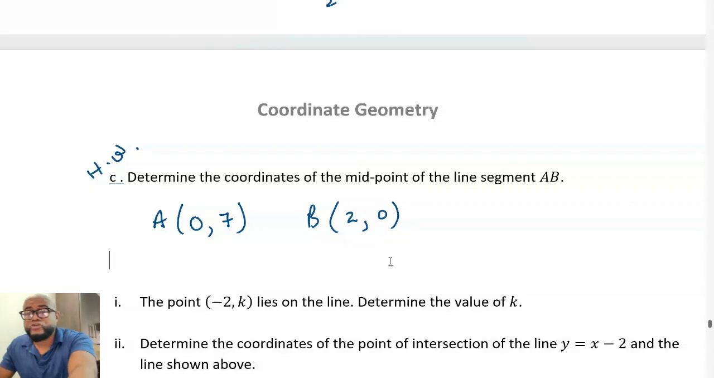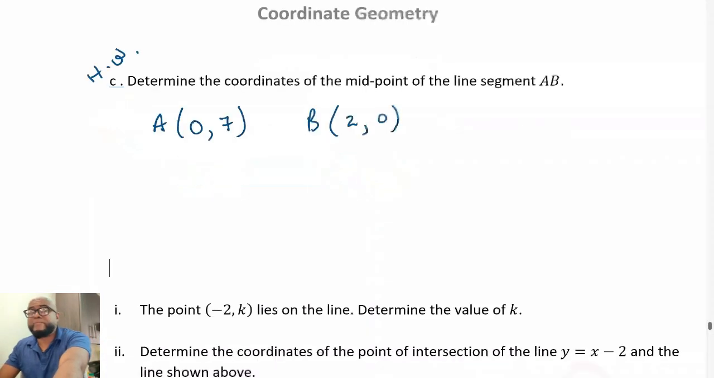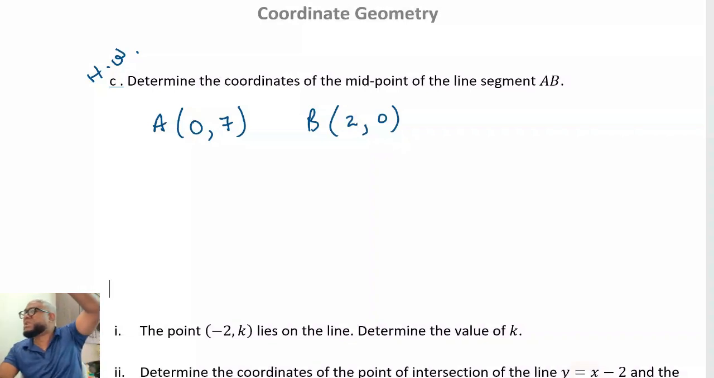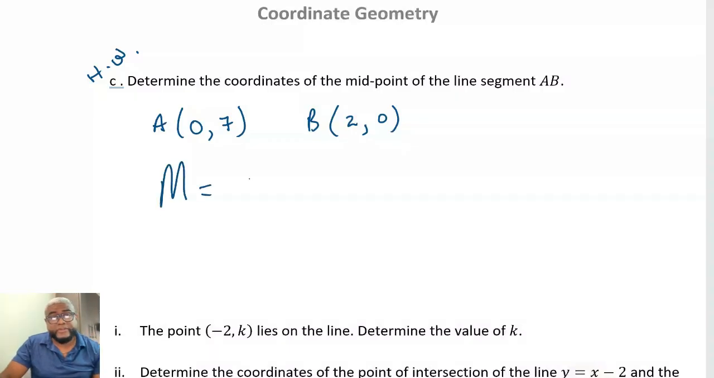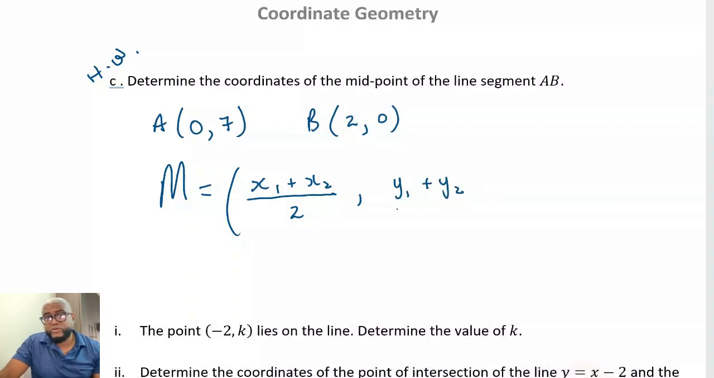Keegan? Yes, sir. Right, so belt out my formula for the midpoint of a line. Midpoint is in the middle of the 2 points, right? The line segment AB, the middle point would be, what's the formula? Hitman. Nice. x1 plus x2 over 2, comma, y1 plus y2 over 2, right?